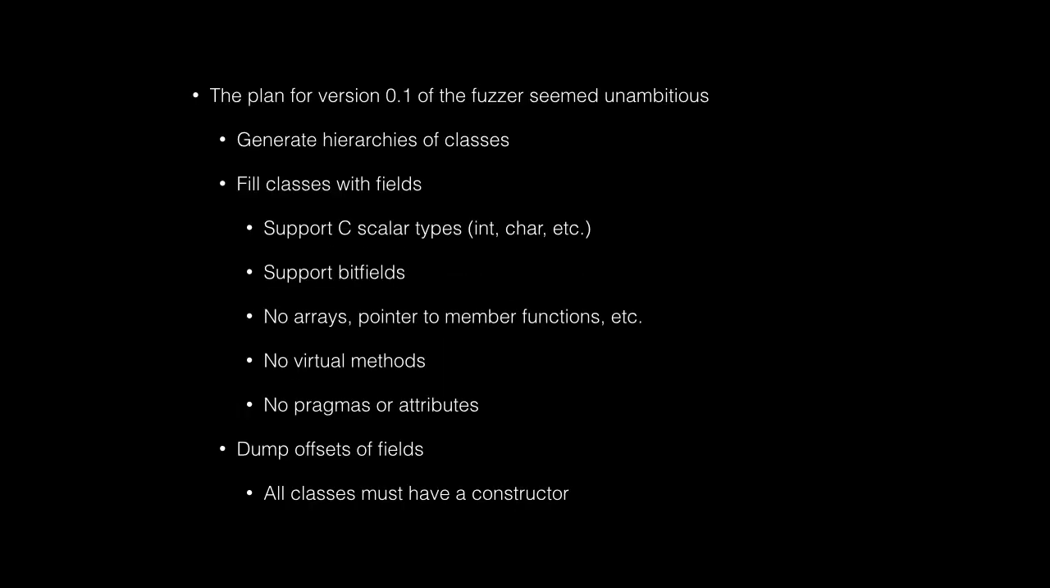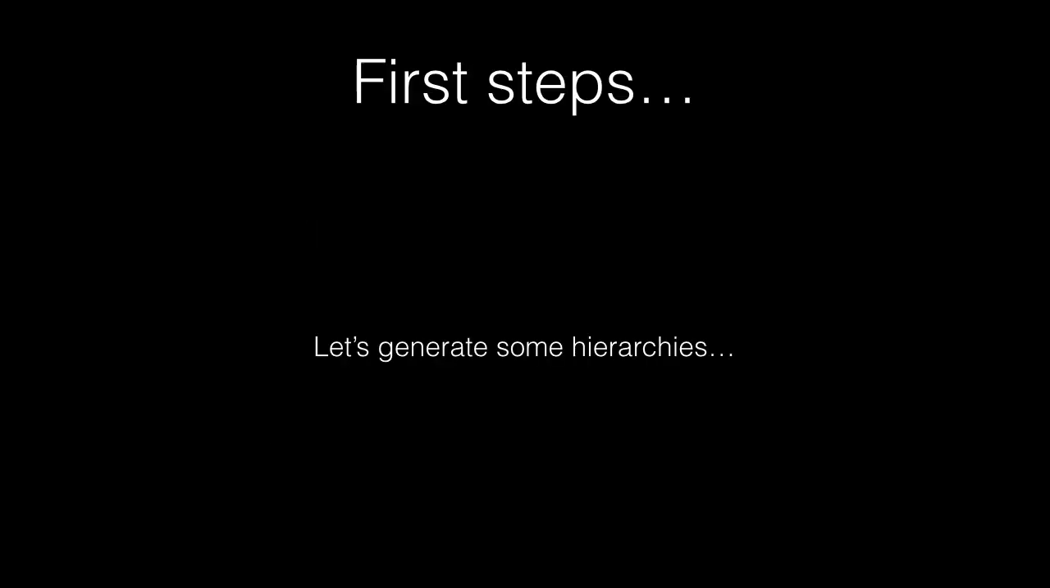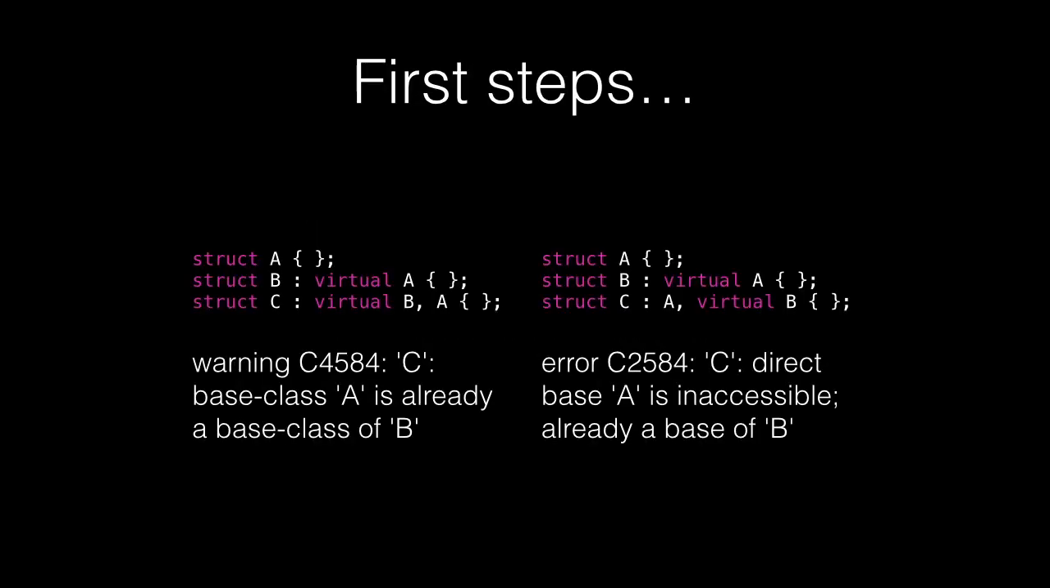And version 0.1 of the fuzzer was very simple because of this. All it did was generate hierarchies of classes. We wanted it to just fill the classes with fields. They would be very simple fields. They wouldn't be class types. They would just be the simple C scalar fields, types like int and char and long and double. No support for bit fields, no arrays or pointers to data members or member functions or virtual methods or any of that fancy stuff. No pragmas or attributes. As simple as they possibly could be. And all we wanted to do was dump the offsets of all the fields. It should be pretty simple. Unfortunately, it wasn't.